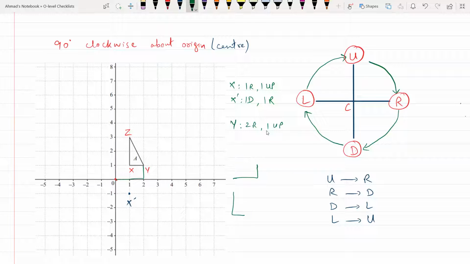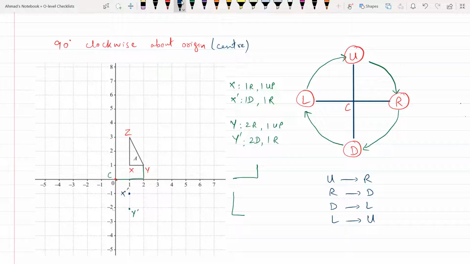You know where right will go? Right goes to down. Okay? So y bar is going to be 2 down. Right went to down. Now up will go to right. So it's going to be 1 right. So from the center of rotation, whatever your center is, you go 2 units down and then 1 right, and that's your y bar. Your y bar will come here. Okay? I hope that makes sense.